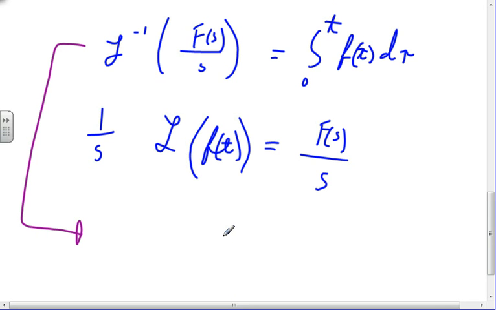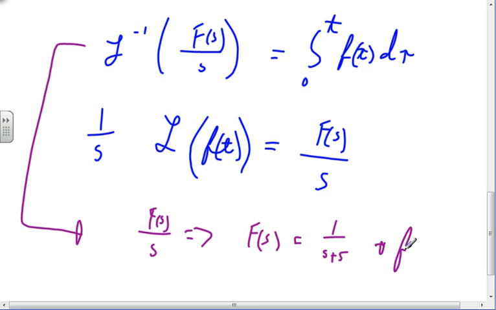Okay, now, if I have f of s over s, then that implies in this problem that f of s is 1 over s plus 5, which further implies that f of t is e to the minus 5t.